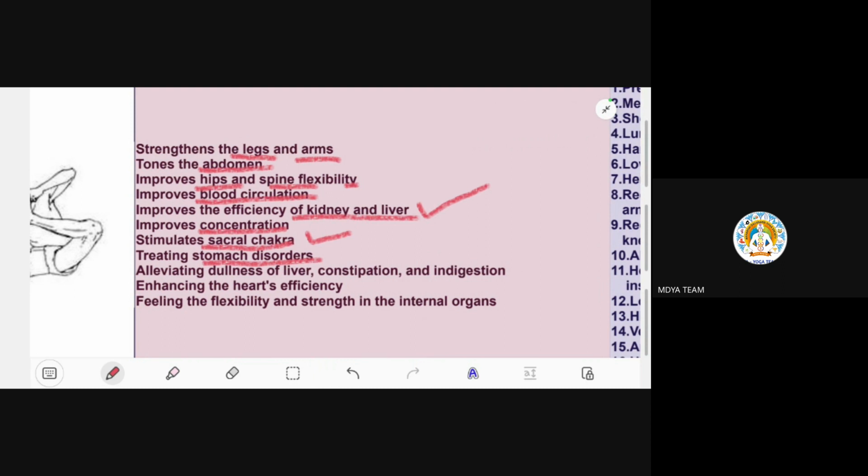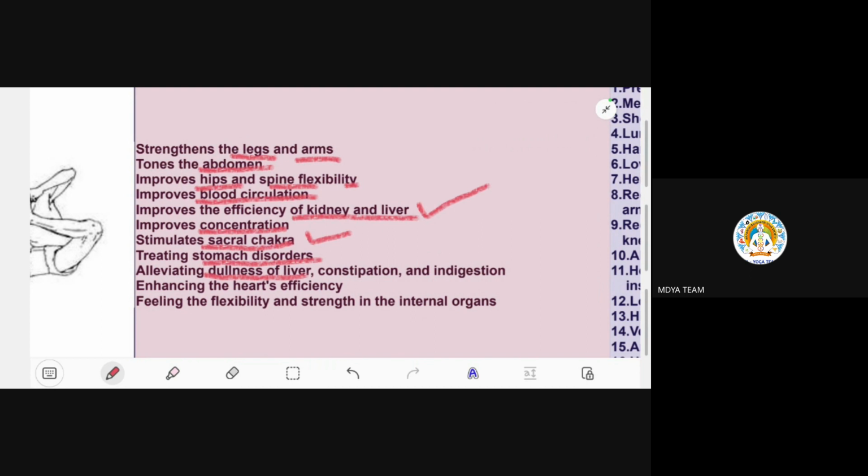Otherwise, kindly drop it. Alleviating dullness of liver, yes, because liver stores what? Liver stores energy. If the liver is not able to store energy properly, then you won't get it when it is required. At times when you eat a lot, or even when you eat a little bit, you can compensate with the energy, right? When you eat a lot, your liver stores the energy. When you eat less, you won't feel that, oh, I'm lethargic, I'm tired. When it is required, it will send you the energy.